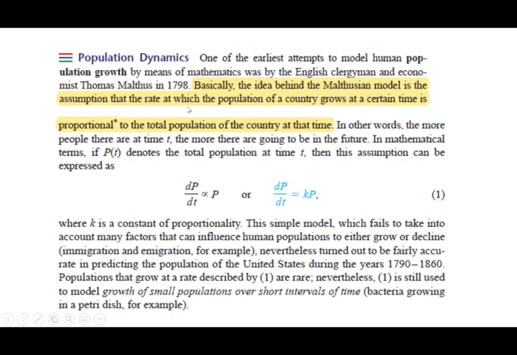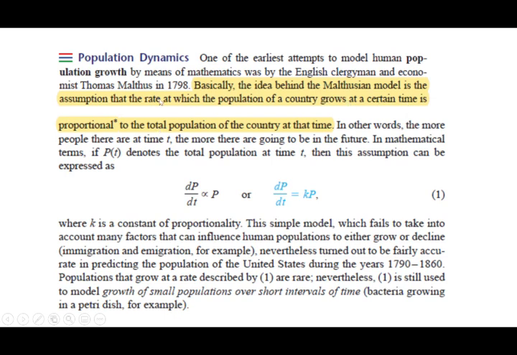It is the assumption that the rate at which the population of a country grows at a certain time is proportional to the population of the country at that time. So what is this saying? The rate at which the population grows. First you define P of t. P of t denotes the total population at time t, and it's saying that the rate at which the population of the country grows at a certain time is proportional.